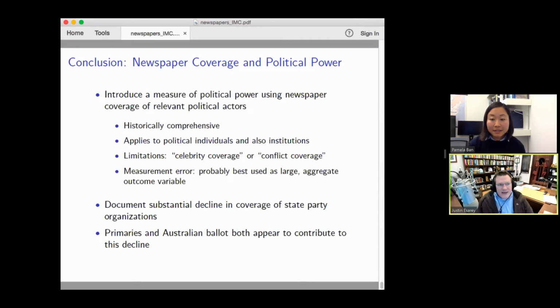I actually want to ask one more question that just came in from P.A. Garay. Does your state party organization data consider coverage of party bosses? Because I think it only measures mentions of the party organization. And the comment is that your measure doesn't seem to accurately represent the power of the Democratic Party in Illinois during certain time periods.